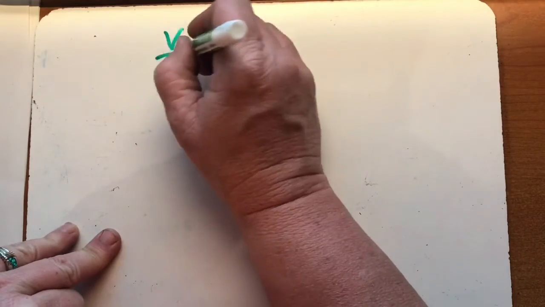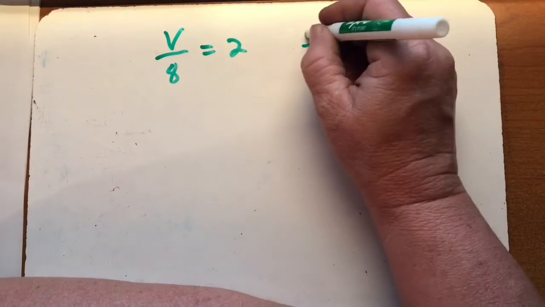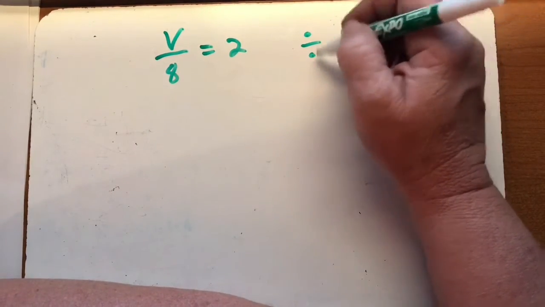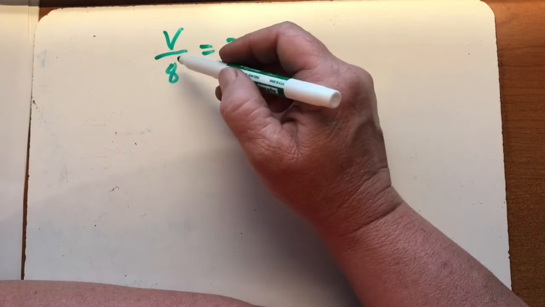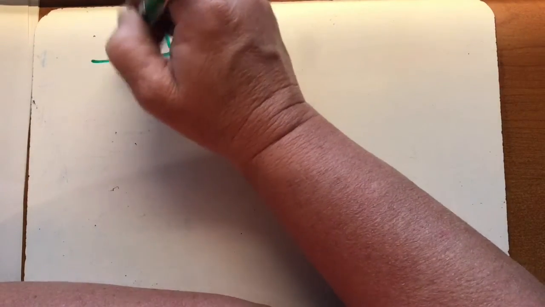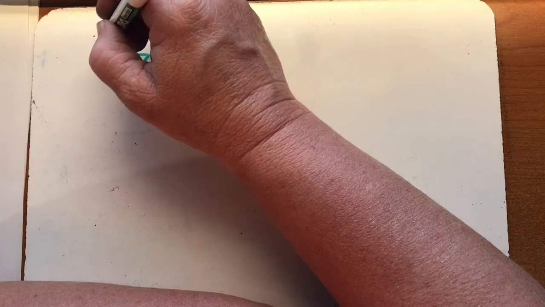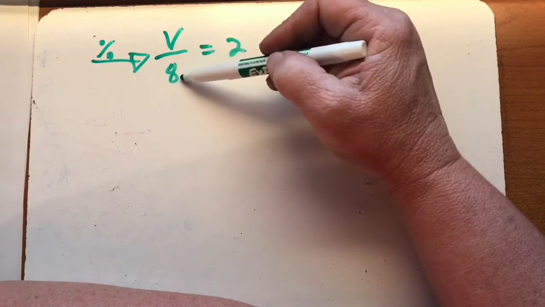All right, division looks like fractions. The days of having this little symbol right here are long gone. Now we write everything as fractions, because a fraction is really dividing things. So this little fraction bar means division. Okay, so V is being divided by 8.